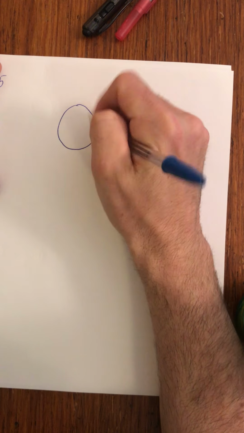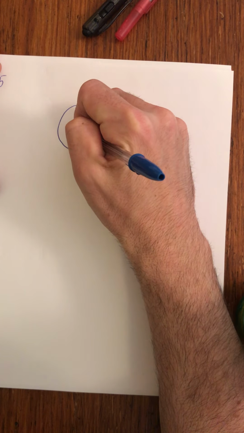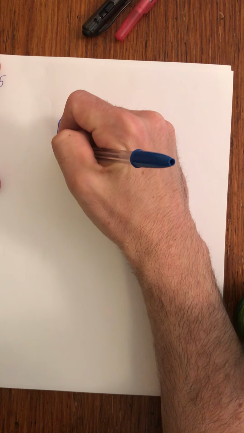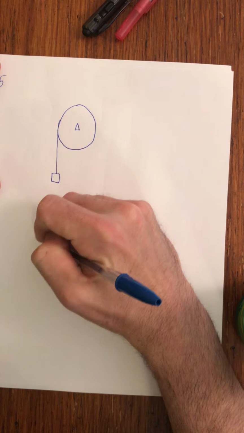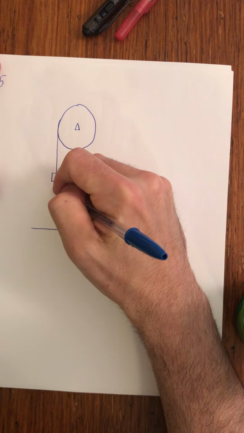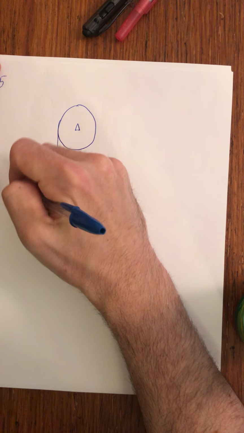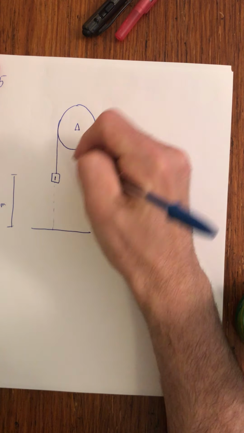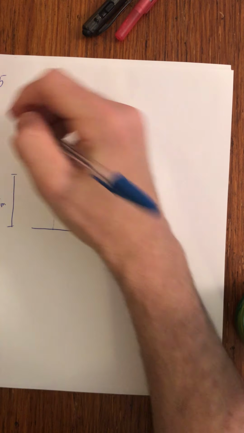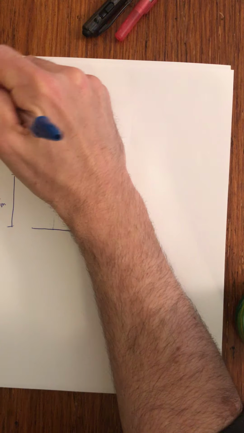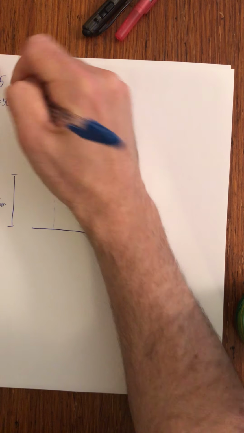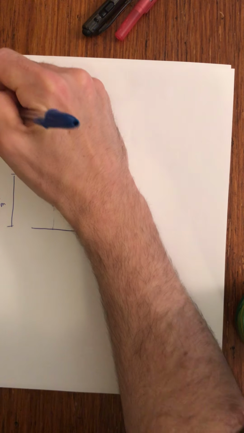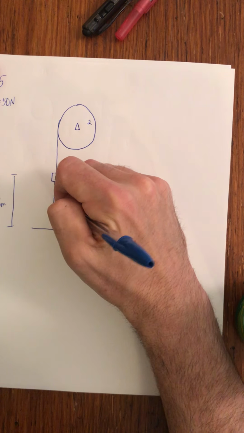So here I am, I have my pulley, it's a solid disc, I'm putting my rotational axis in right away, there's my mass, and I'm told that it is 6 meters above the ground. So here we go, 6 meters. I'm going to call this mass 1, I'm going to call the pulley mass 2. I know that the weight of mass 1 is equal to 50 newtons, right? And so I'm just going to put that in, that's FG1.